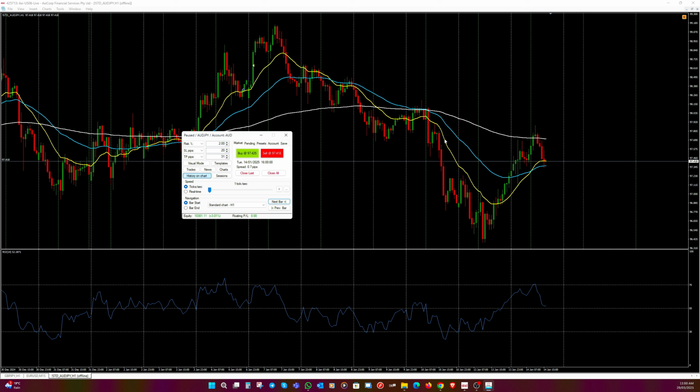One of these setups here didn't quite meet our rules. It didn't actually go up above the 20 EMA. So it would have been a good trade, but we actually missed it because it didn't meet our rules 100%.